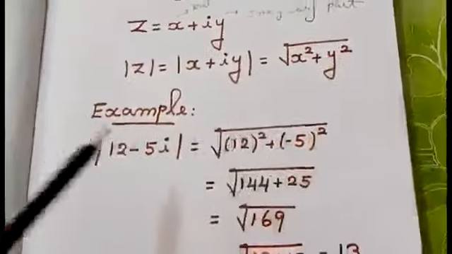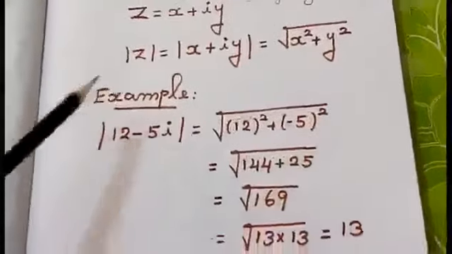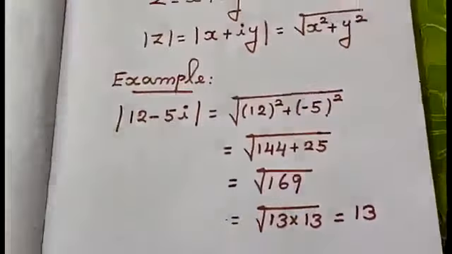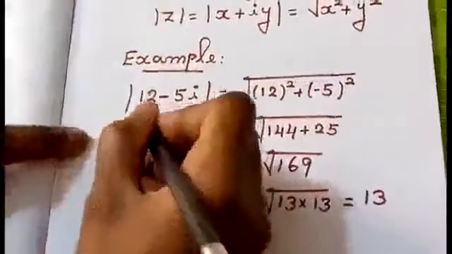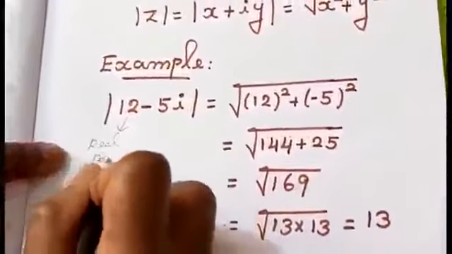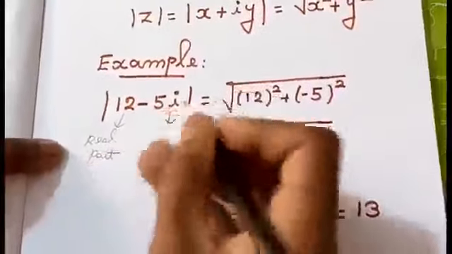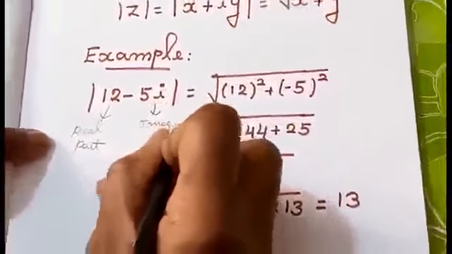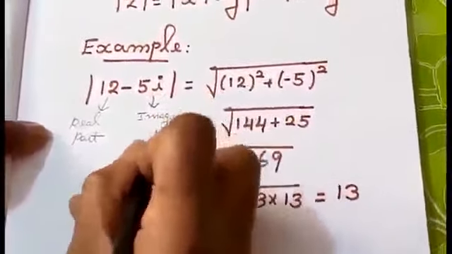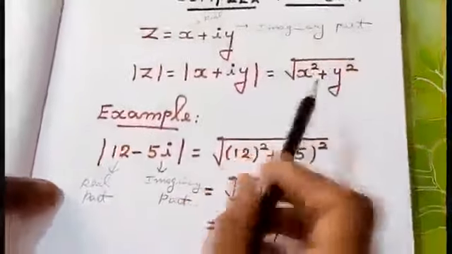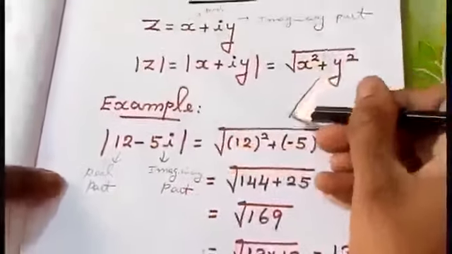Now let us see an example. In the example, I am taking modulus of 12 minus 5i, where 12 is known as the real part and minus 5 is known as the imaginary part. If you notice here, you are having a negative sign. So what is the formula? Root of x square plus y square. I am going to apply this formula here.